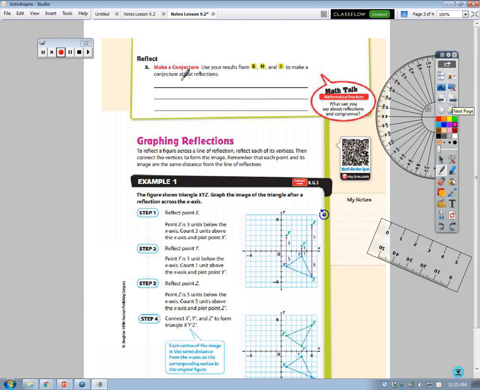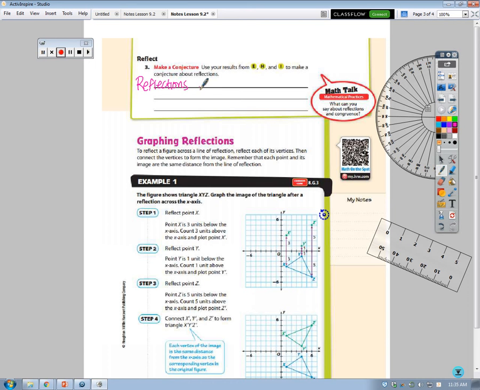So we are going to reflect. Make a conjecture. Use your results from E, H, and I to make a conjecture about reflections. What can you say about reflections and congruence? Remember, we're looking at size, shape, orientation, location. These are the things that we're looking at, right? So reflections preserve size and shape. We know that the side lengths and the angles don't change, so size and shape are our side lengths and our angles.